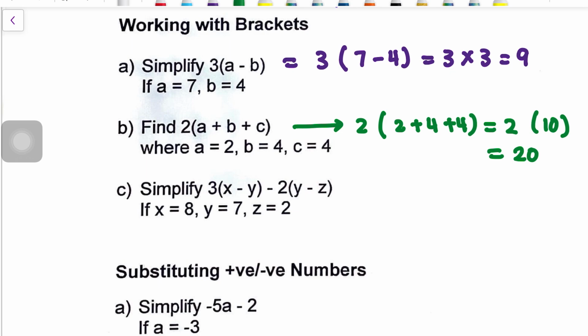Okay? Now let's continue working on question part C. Simplify 3 lots of x minus y, or we say 3 times x minus y, minus 2 lots of y minus z, or we say minus 2 lots of y minus z. If x is 8, y is 7, and z equals 2. Alright, let's do that. So 3 lots of x minus y. X itself is 8, y is 7, z is 2.